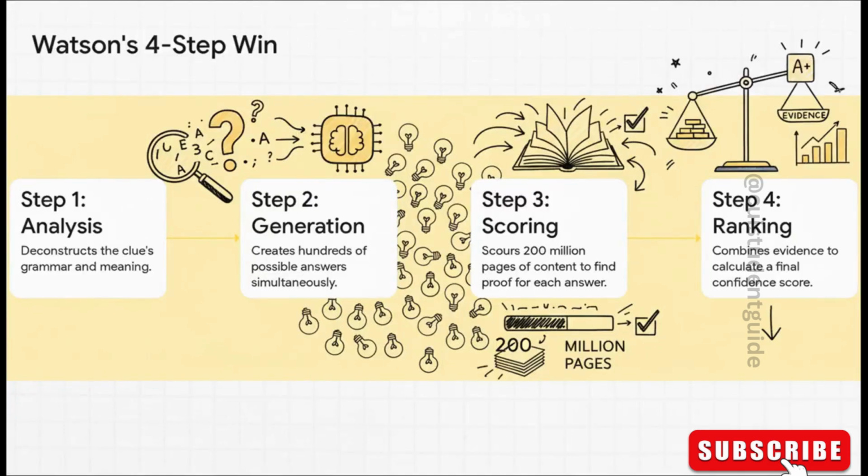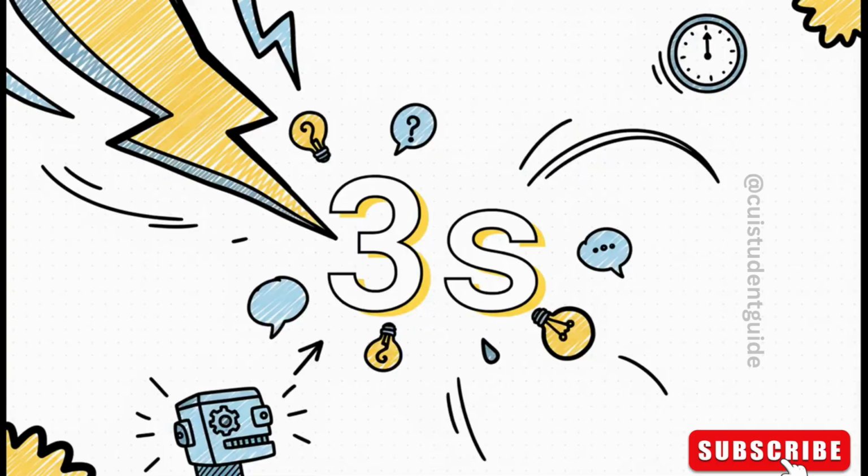Let's make this simple. So first, Watson rips into the question, deconstructing the grammar to figure out what's really being asked. Then, and this is the crazy part, it generates hundreds of possible answers, or hypotheses, all at once. For every single one of those, it dives into its library, we're talking 200 million pages of content, and starts digging for evidence. And finally, it pulls all that proof together, gives each potential answer a confidence score, and picks the winner.